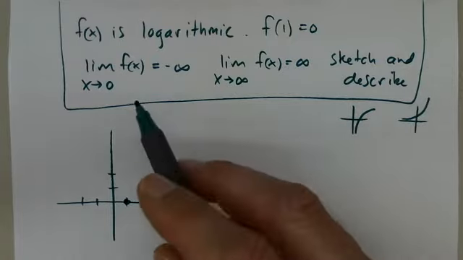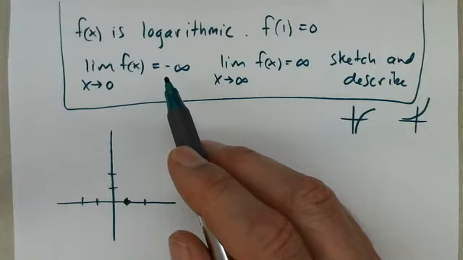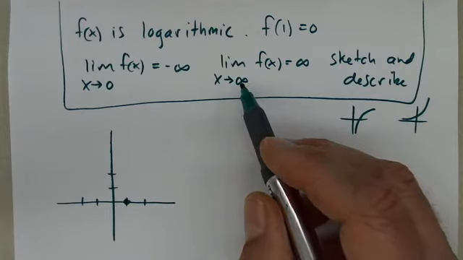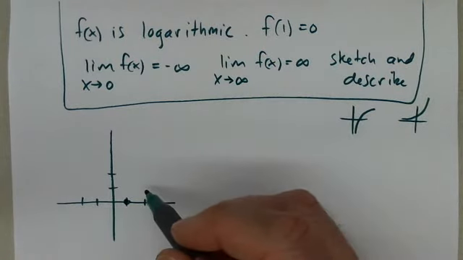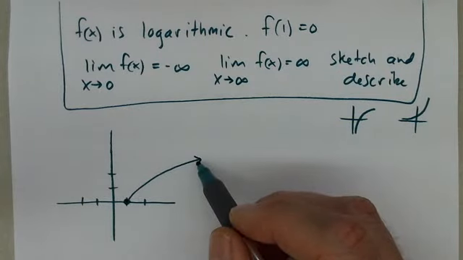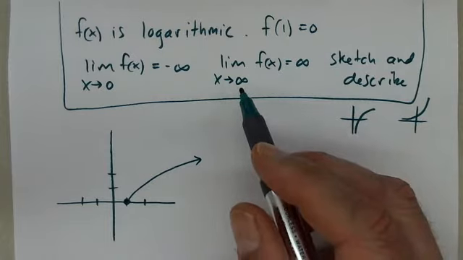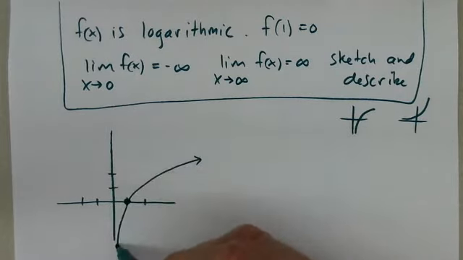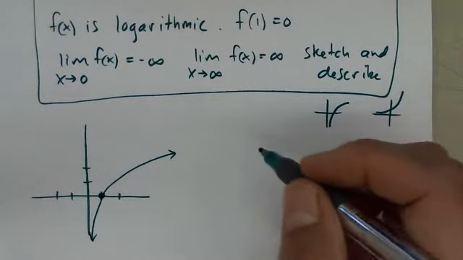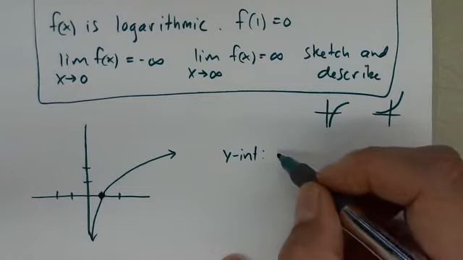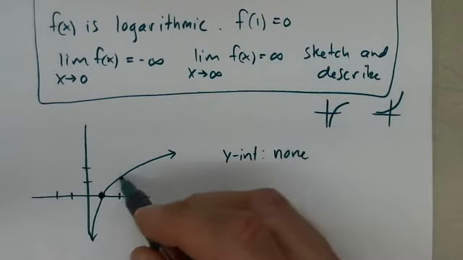As we go to 0, the limit is negative infinity. As we go to the right, the limit is infinity. So this shows the y value is going to infinity as we go to the right. And then as we go to 0, the y value is going to negative infinity. And let's look at the y-intercept. There's no y-intercept because there's an asymptote.